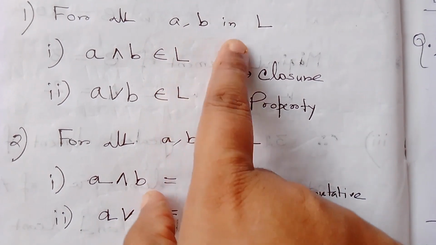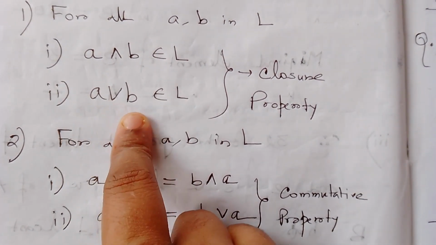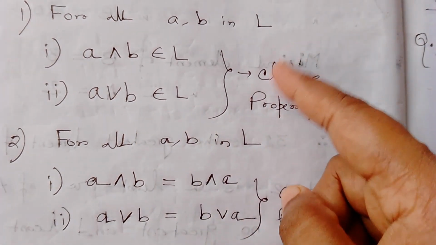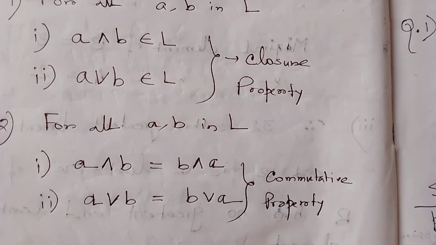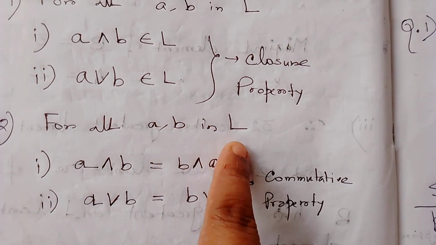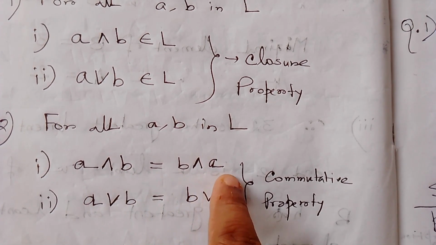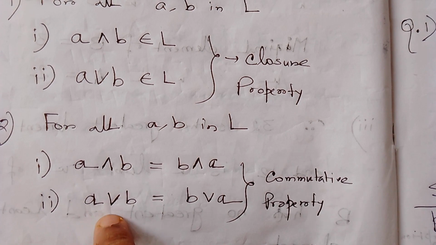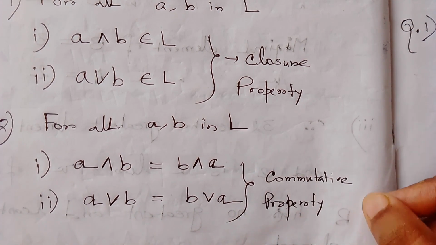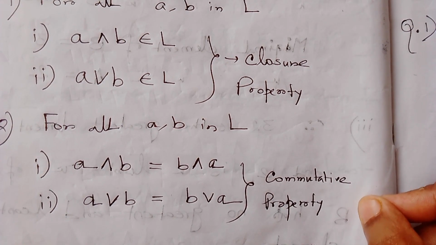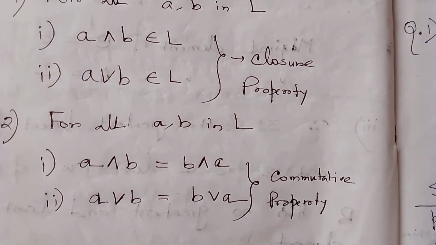For all A, B in L, A conjunction B belongs to L and A disjunction B also belongs to L. These two properties are called closure property. And now the second property: for all A, B in L, A conjunction B is equal to B conjunction A and A disjunction B is equal to B disjunction A. These two properties are called commutative property. So this is the second property to be a lattice.